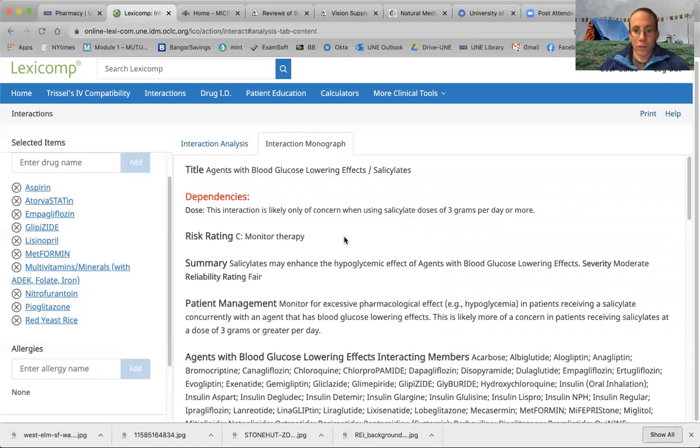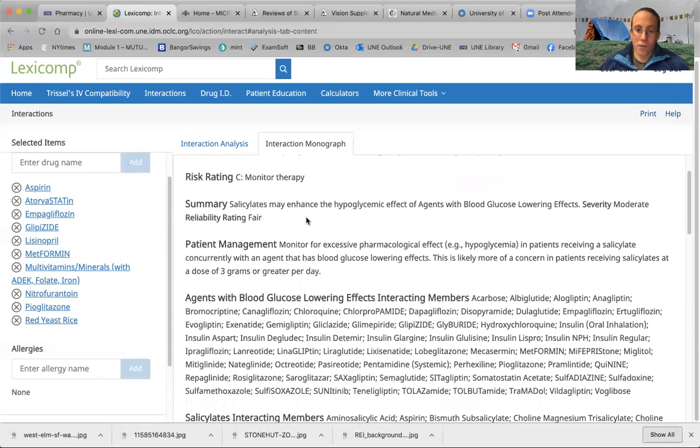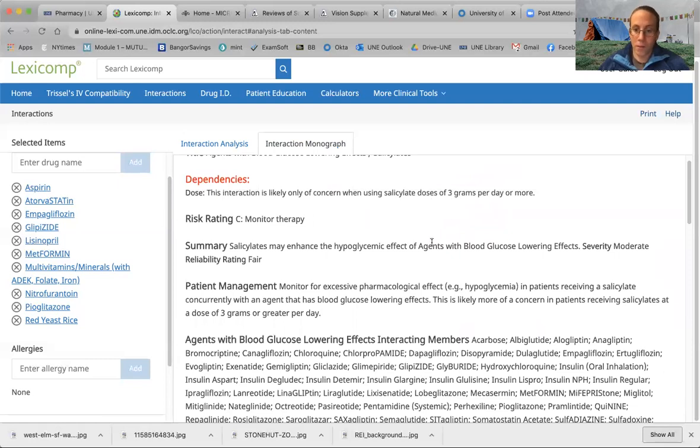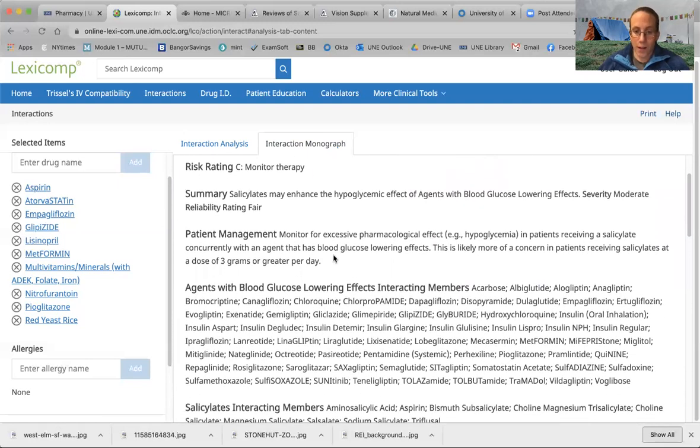Aspirin and empagliflozin. Again, I'm seeing salicylate doses of 3 grams or more is likely only of concern. Okay, I'm giving 81 milligrams. I'm not even remotely close to that dose of 3 grams. Probably not likely to happen.